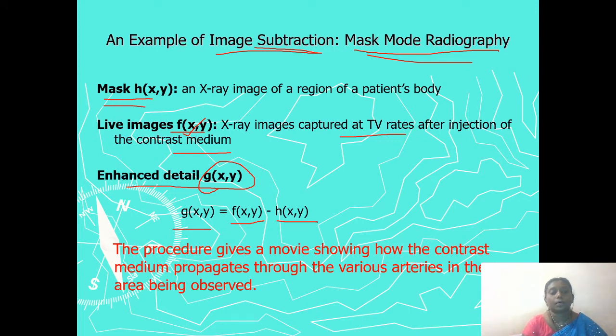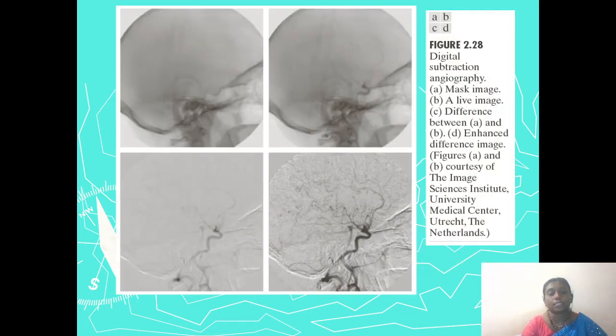So the procedure gives a movie showing how the contrast medium propagates through the various arteries in the area being observed. This is the example for the subtraction. This is the mask and this is the original image. We are applying some subtractions. These are the resultant images and this is the final g of x comma y.